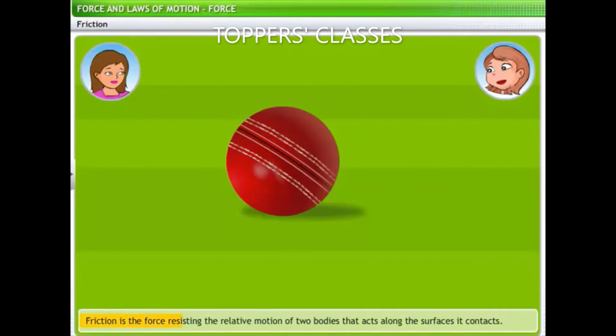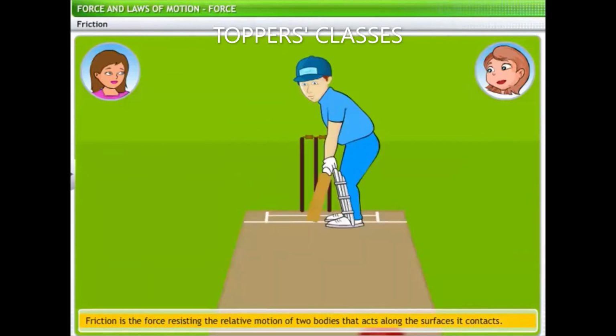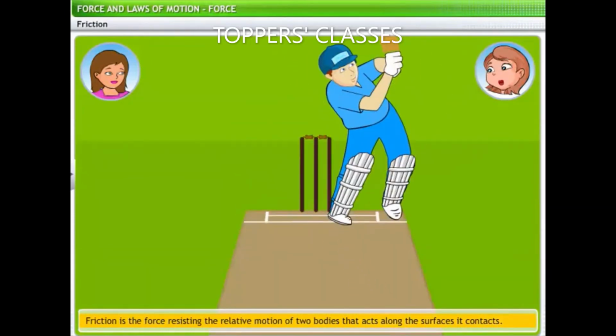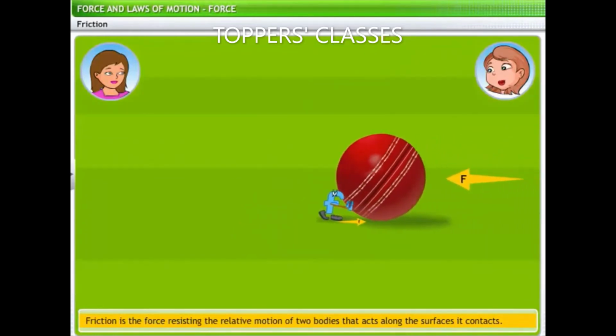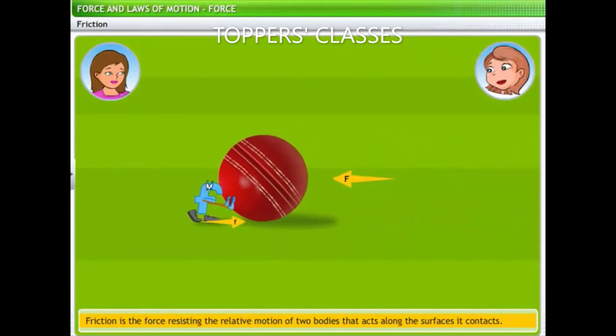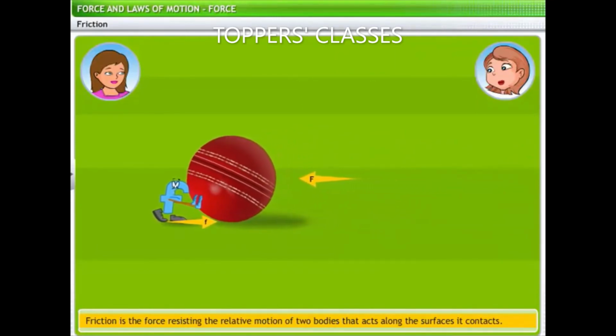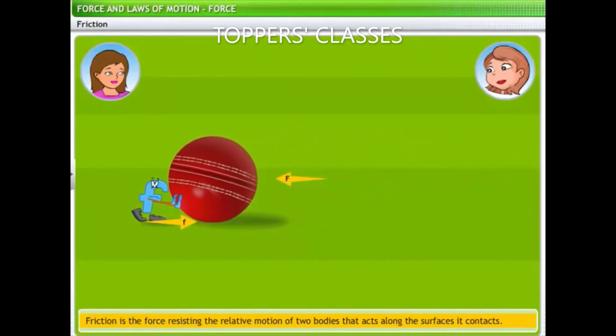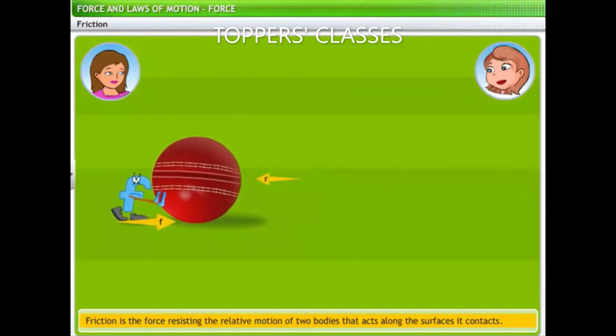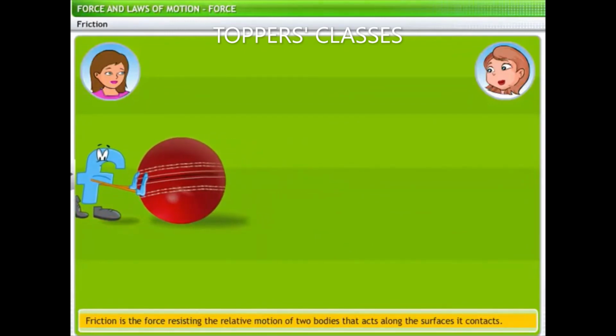Friction is the force resisting the relative motion of two bodies that acts along the surfaces it contacts. The bat hits the ball with a certain force that makes the ball move ahead. When the ball rolls down the field, friction acts in the direction opposite to the direction of the motion of the ball. Gradually, the frictional force overcomes the force that made the ball move, slowing down and eventually stopping the ball.